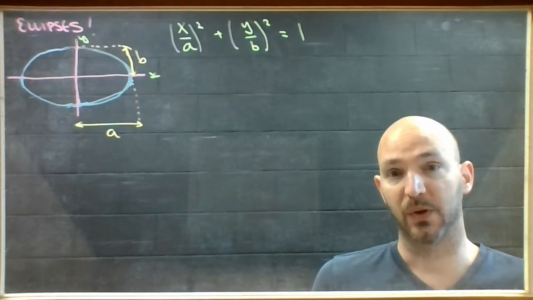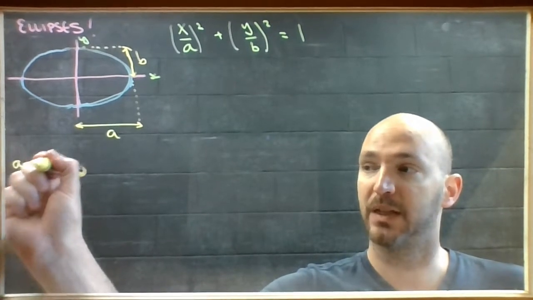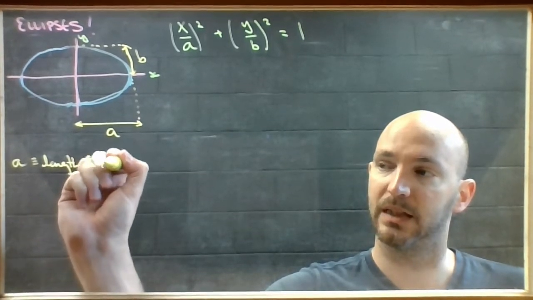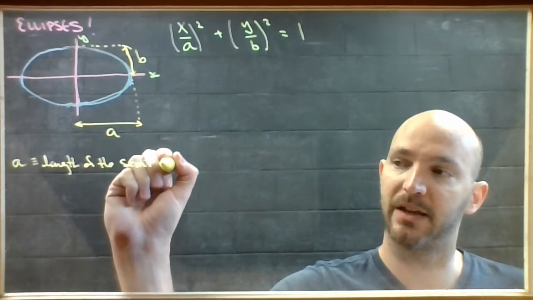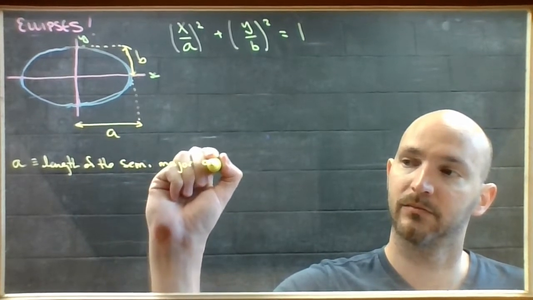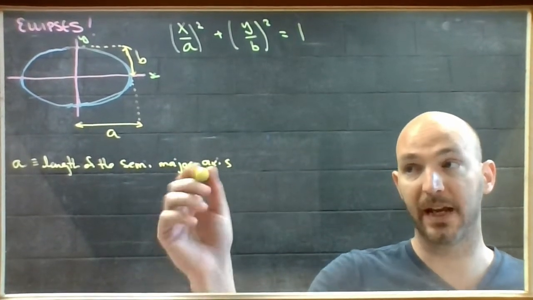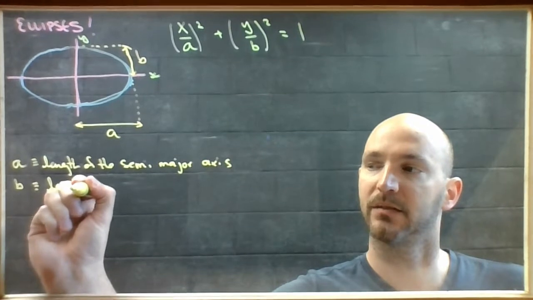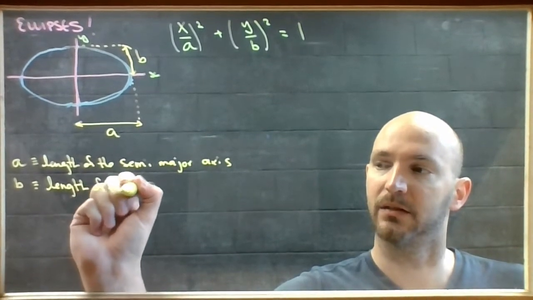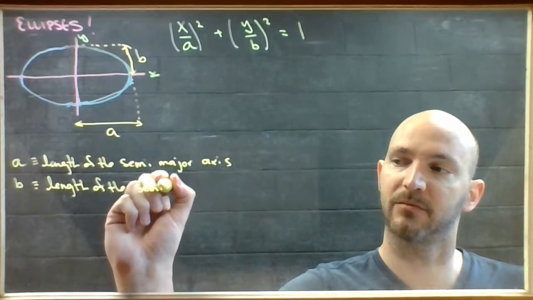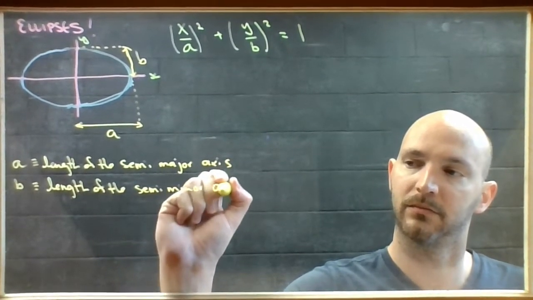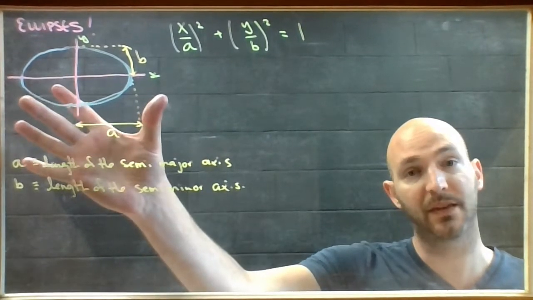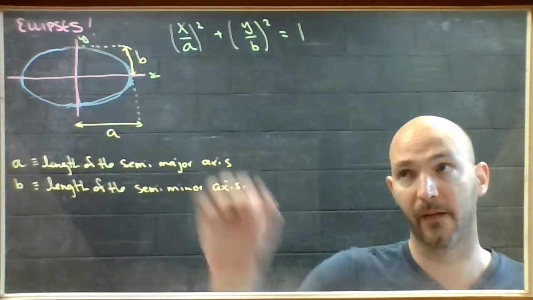So those two numbers get some special names. A would be the length of the semi-major axis. Major because it's the bigger one. B would be the length of the semi-minor axis. And semi is in there. Semi means half. So it's not the full width of the ellipse, it's half the width of that thing.